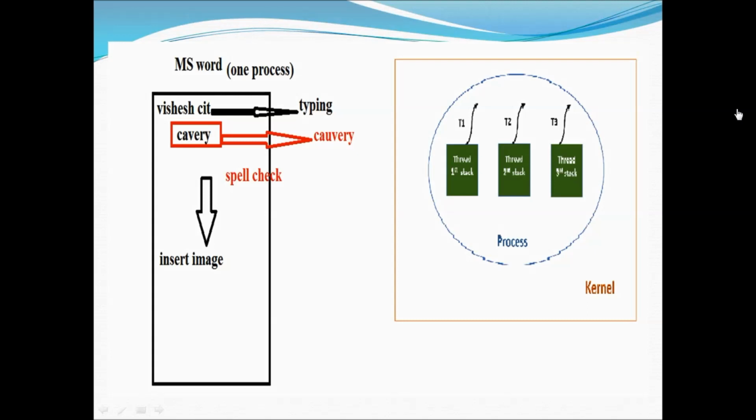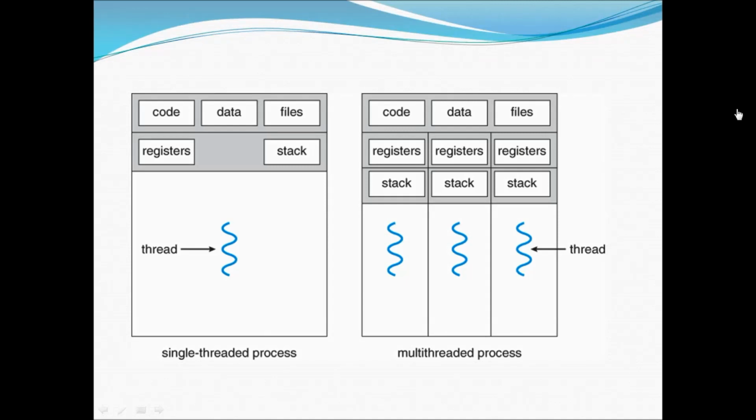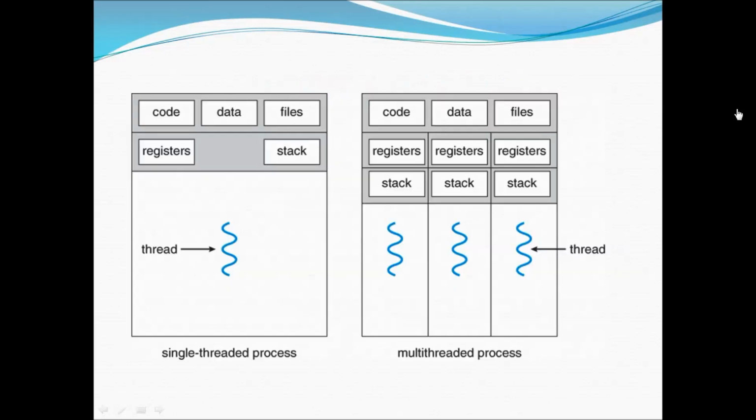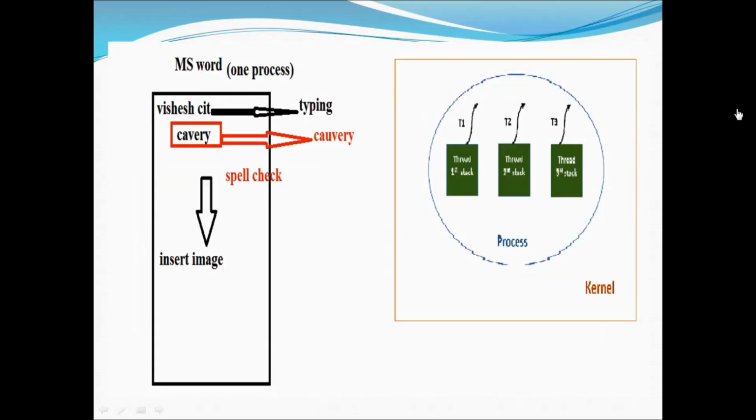This is multi-threading. That's why I told you that in the multi-threading model, the data and the code will be shared. You can ask a question, how? MS Word is one process, right? But the typing feature is also using the MS Word memory only. Spelling check is also using the MS Word memory only. The insert image thread is also using the MS Word memory only. That means these threads are using the same memory of MS Word. These threads are sharing the memory resource.